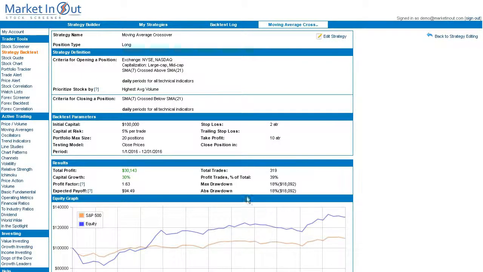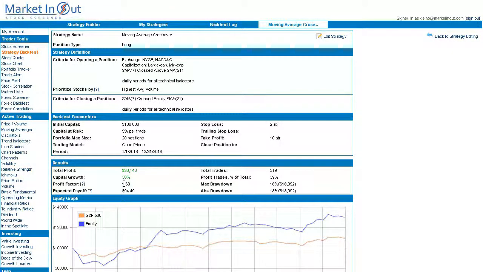Right here, we can see a number of different performance characteristics. The total profit, capital growth, which is the profit relative to the initial equity, the total trades executed by the system, as well as percent of profitable ones. The most important thing to look at is the profit factor. The profit factor is defined as the gross profit divided by the gross loss for the entire trading period. This performance metric relates the amount of profit per unit of risk, with values greater than 1 indicating a profitable system.